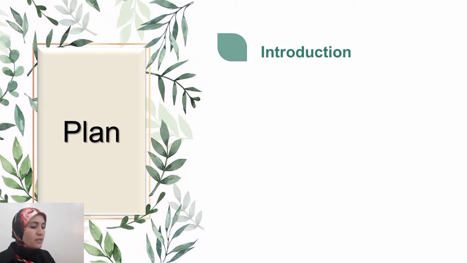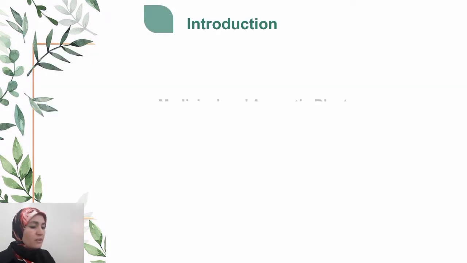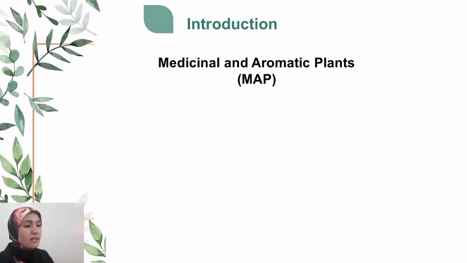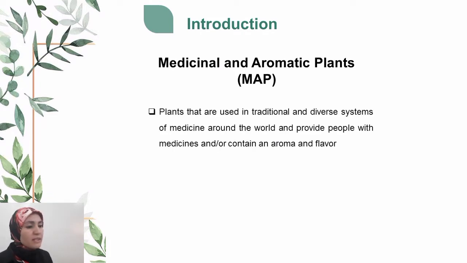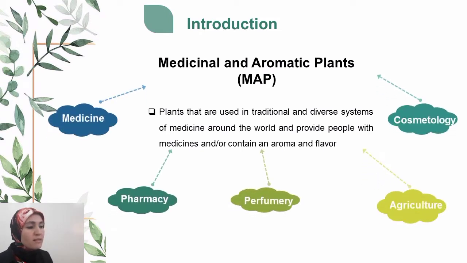Let's begin with the introduction, and we start by introducing medicinal and aromatic plants, which are defined simply as plants that are used in traditional and diverse systems of medicine around the world and provide people with medicines and or contain an aroma and flavor. They are used in many domains like medicine, pharmacy, perfumery, agriculture, cosmetology, and others.